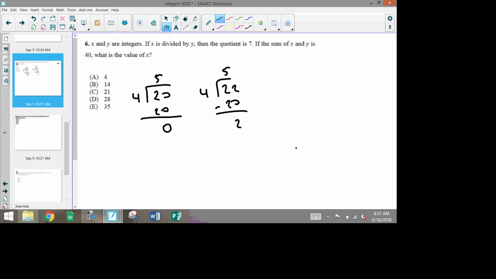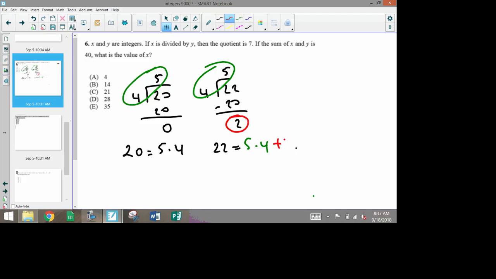So 20, I'm trying to make an equation using this division. The inverse operation of division is multiplication, right, so 20 is equal to 5 times 4. So focus on that 2. In order to get 20, I multiply 2 of them, right? So similarly, I have to do the same thing. 22 is equal to 5 times 4, same thing, but we have a remainder here.